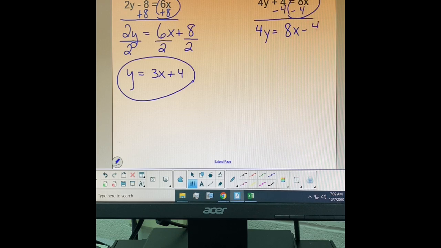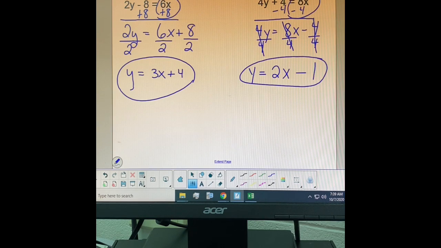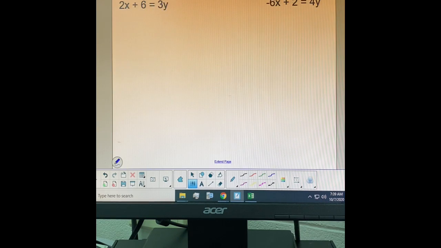Subtract 4 from both sides. 4y equals 8x minus 4. Divide each term by 4. And we get y equals 2x minus 1, which is a linear equation in standard form.